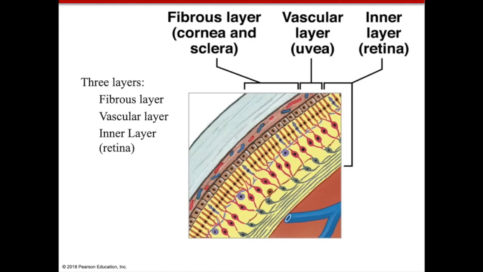So first, let's talk about the 3 layers of the eyeball. There is a fibrous layer, a vascular layer, and the inner layer. The fibrous layer is the outermost layer, and we have the sclera and the cornea. The innermost layer is the retina, and the layer in between is called the uvea.